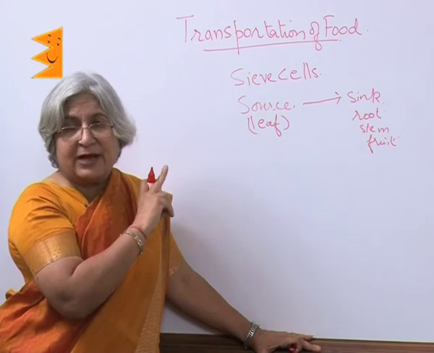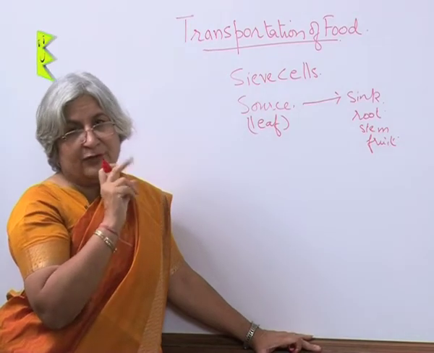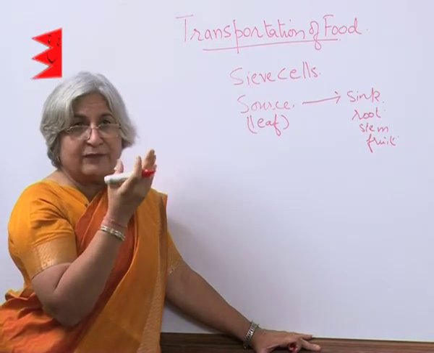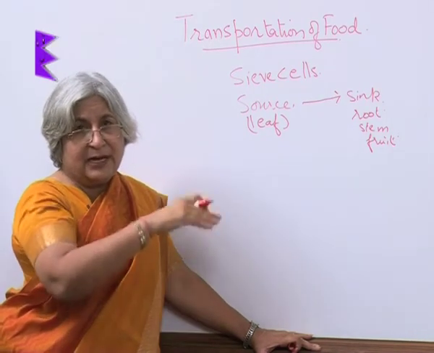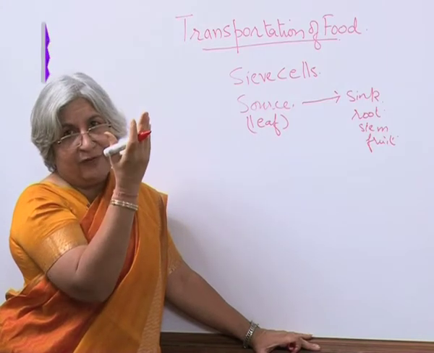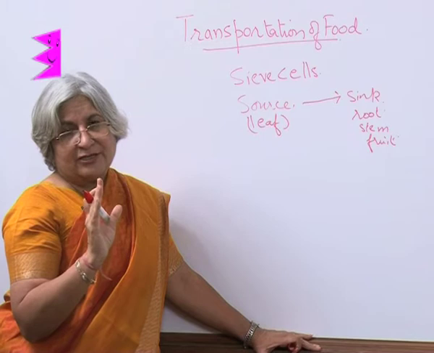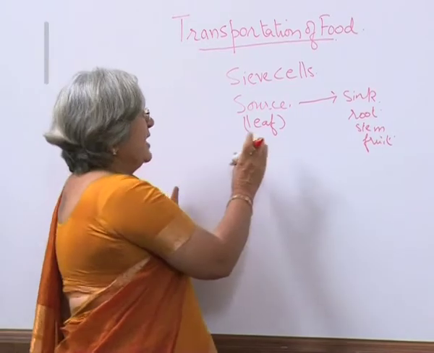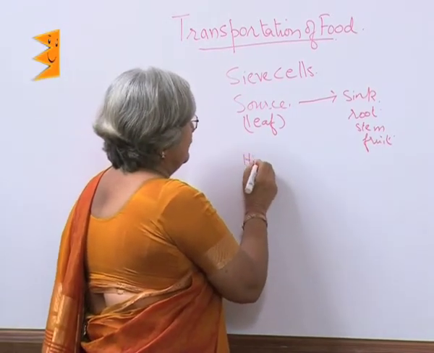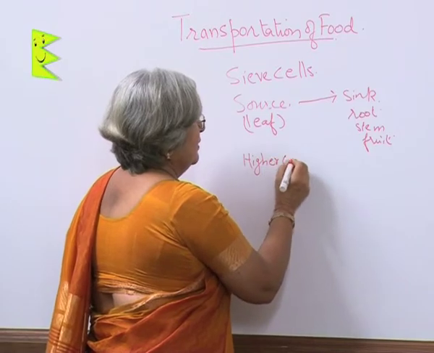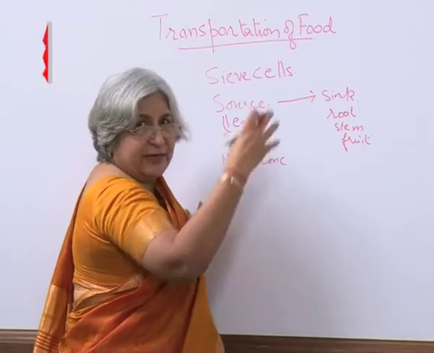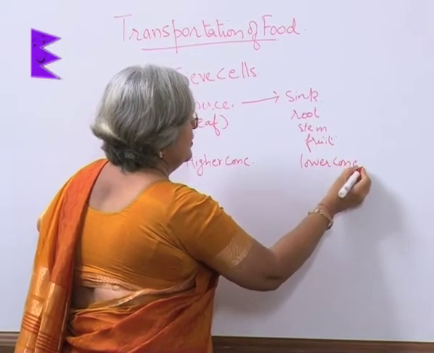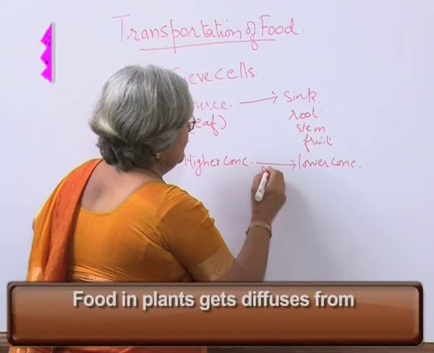If we compare this with transportation of water, there it was only unidirectional from root upwards. But here, because leaves also have to send food to roots, which is downwards, and also to flowers and fruits, which is upwards. So, it is not unidirectional, it can be in both directions. Now, it is very simple, because at the source there is higher concentration of food, and in the sink where continuously food is being consumed, it is in the lower concentration. So, food just diffuses.